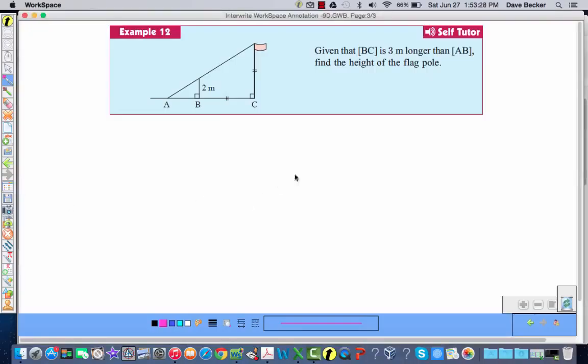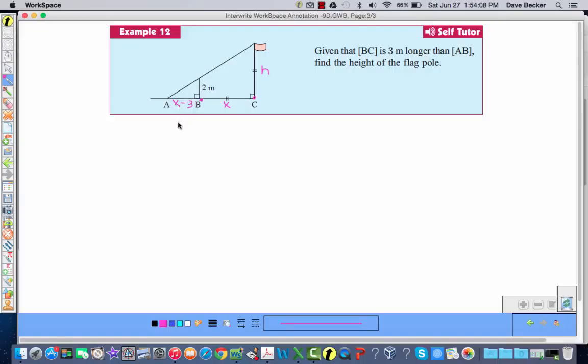And then the last example. Given that BC is 3 meters longer than AB, find the height of the flagpole. Okay, so we'll let this be h for height, not hypotenuse. Be careful. So we have let a variable equal the height. And let's let BC be x, from B to C. Then that means that AB is x minus 3.